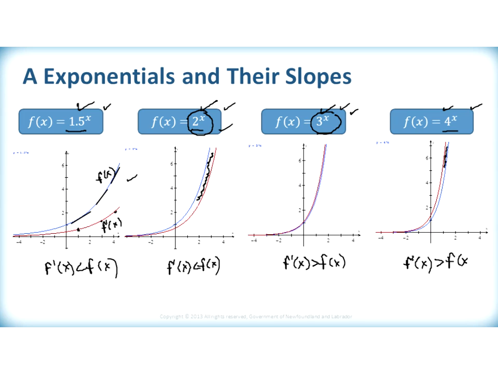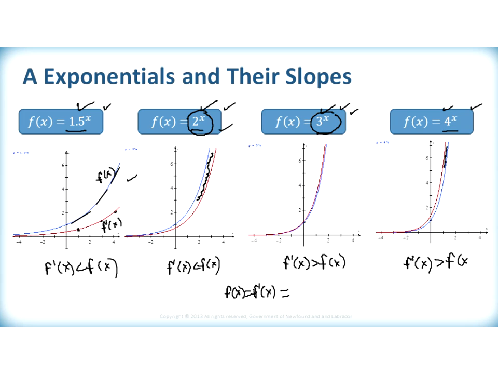Because somewhere between 2 and 3, if I chose a whole bunch of numbers in there to test, I could sort of play around with it until I figured something out. But somewhere between 2 and 3, I'm going to get a number for the base where f of x and f prime of x are actually going to be equal to each other.